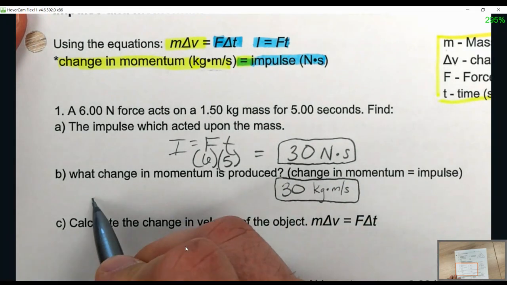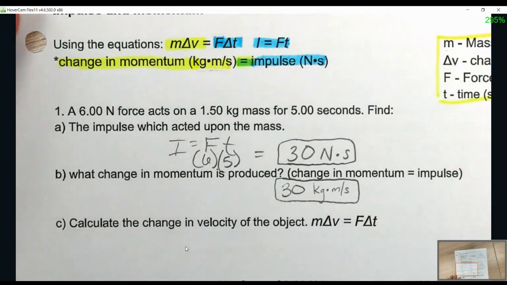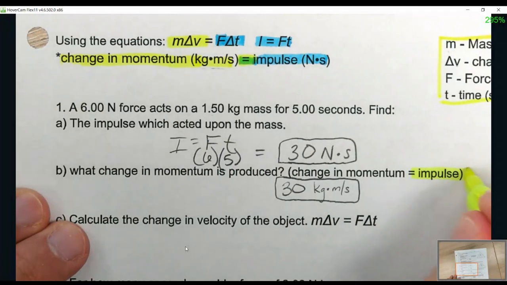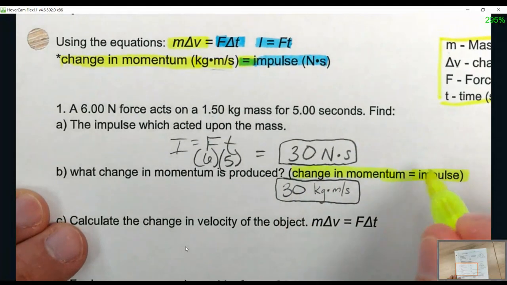So in this case, again, it says it right here. The impulse on an object is equal to the change in momentum.